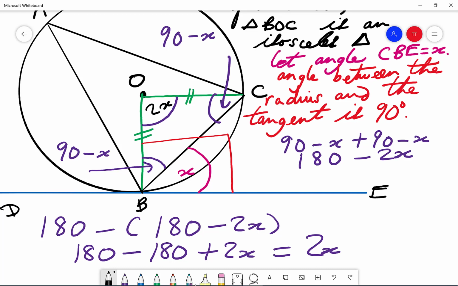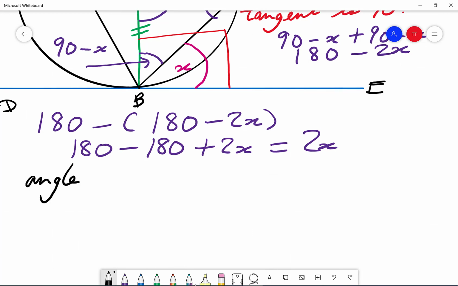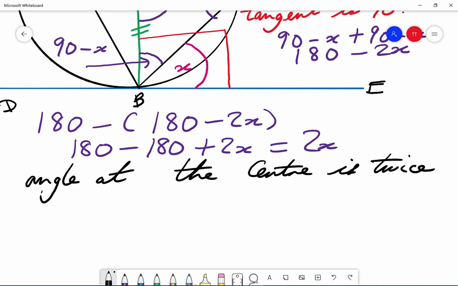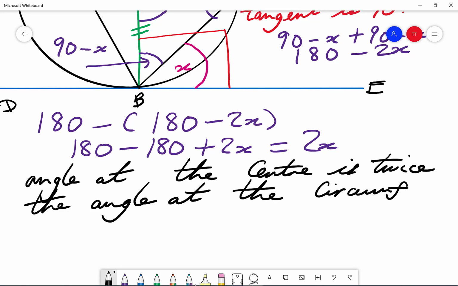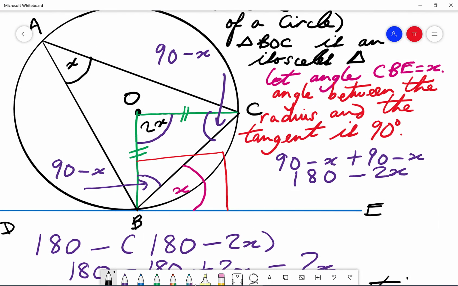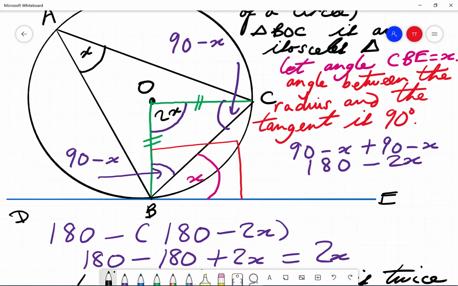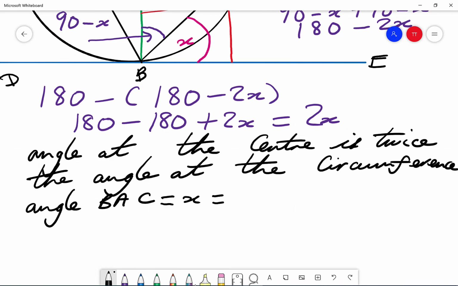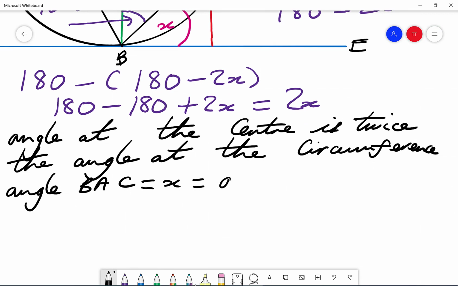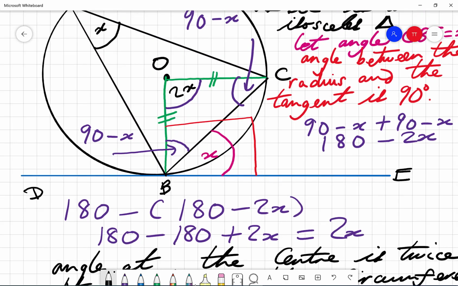Well, we know it's the angle at the center, and we know a well-known circle theorem that the angle at the center is twice the angle at the circumference. So it means that this angle must be x. So let's write that down. The angle at the center is twice the angle at the circumference. So we said that angle BAC is x, so we can say angle BAC equals x, and that's exactly the same as angle CBE. And there we go. We've proved the alternate segment theorem, that the two angles are both x.